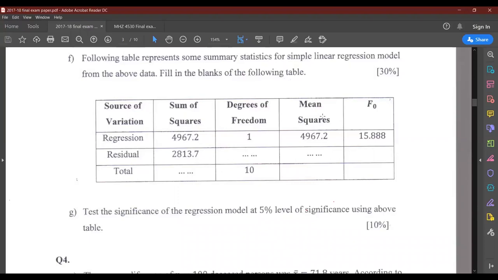Right, got it. Okay. So next we'll move on to the ANOVA table. The ANOVA table is very much straightforward, very easy. Start from the degree of freedom. I hope everyone could see the screen.